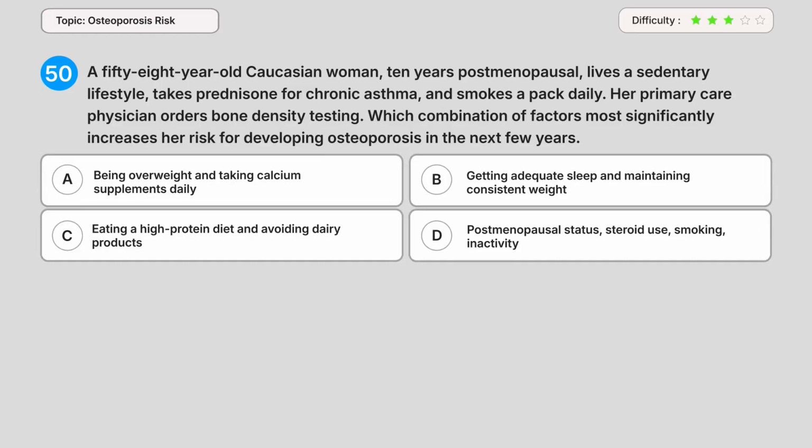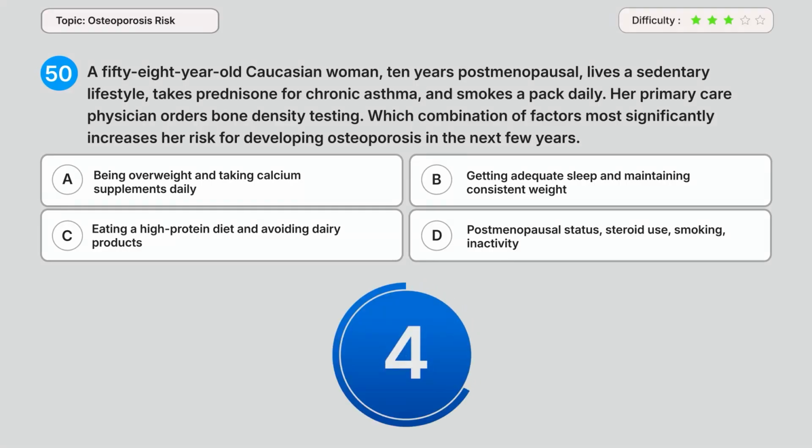A. Being overweight and taking calcium supplements daily. B. Getting adequate sleep and maintaining consistent weight. C. Eating a high-protein diet and avoiding dairy products. D. Postmenopausal status, steroid use, smoking, inactivity. What do you think is the answer?